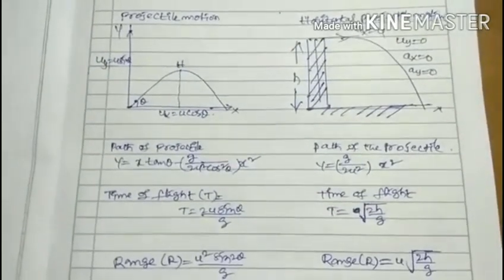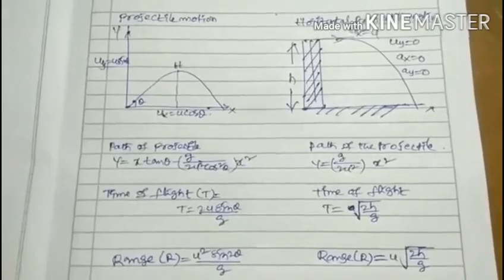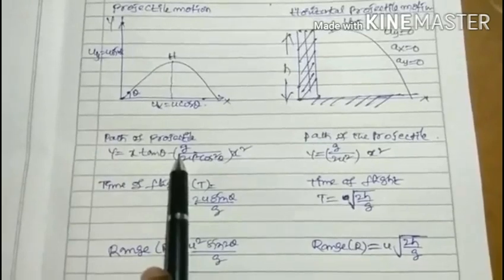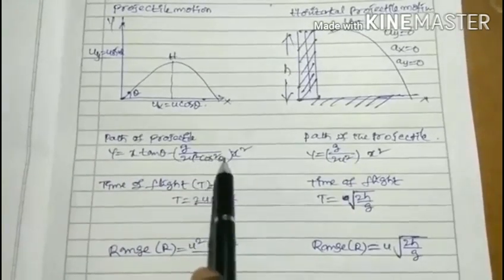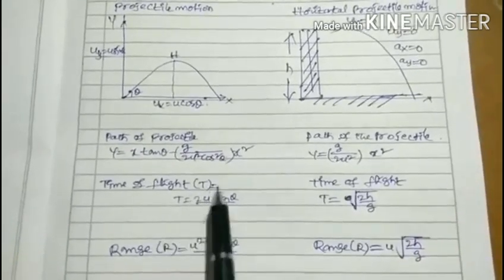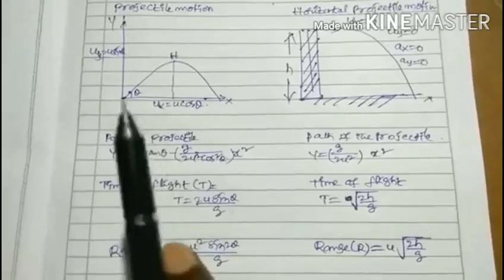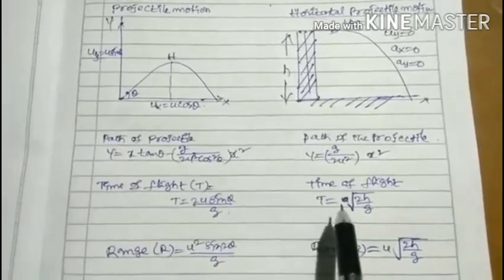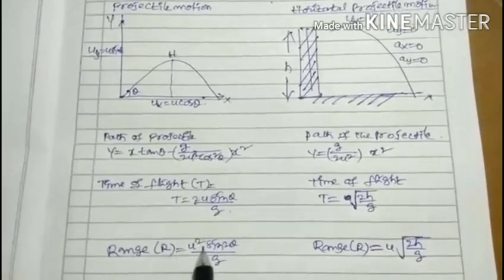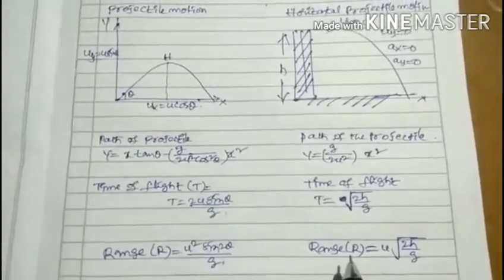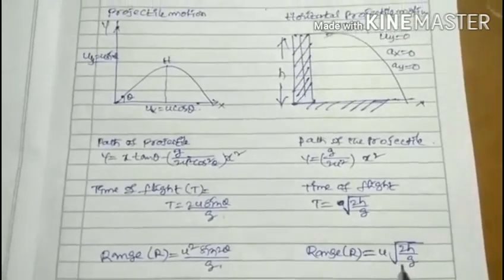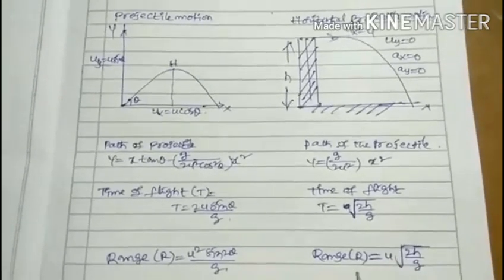Finally, the main differences between projectile motion and horizontal projectile motion. The path of the projectile motion is y is equal to x tan theta minus g by 2u square cos square theta into x square, and here y is equal to g by 2u square into x square. The time of flight in projectile motion is t equal to 2u sin theta by g, and in horizontal projectile motion, t is equal to under root of 2h by g. In projectile motion, range is equal to u square sin 2 theta by g. In horizontal projectile motion, range is equal to u into under root of 2h by g. These are the main differences between projectile motion and horizontal projectile motion.